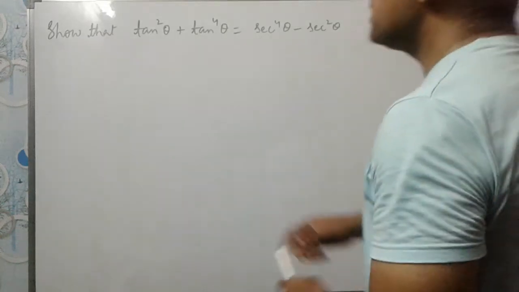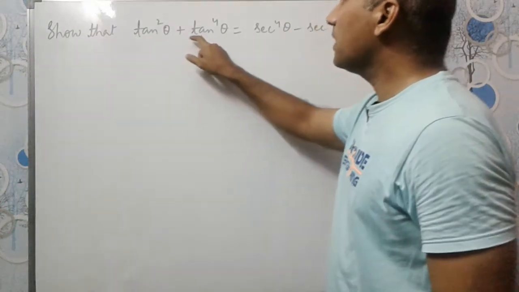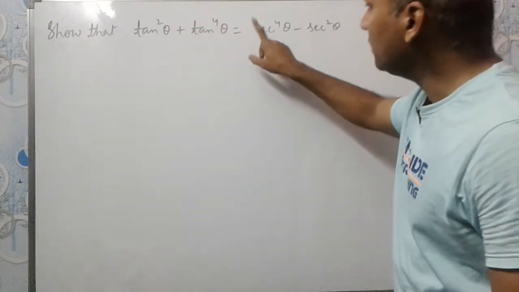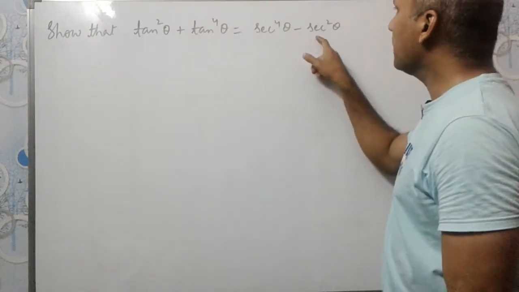Hi students, in this video we will solve this problem. Show that tan square theta plus tan power 4 theta is equal to secant power 4 theta minus secant square theta.